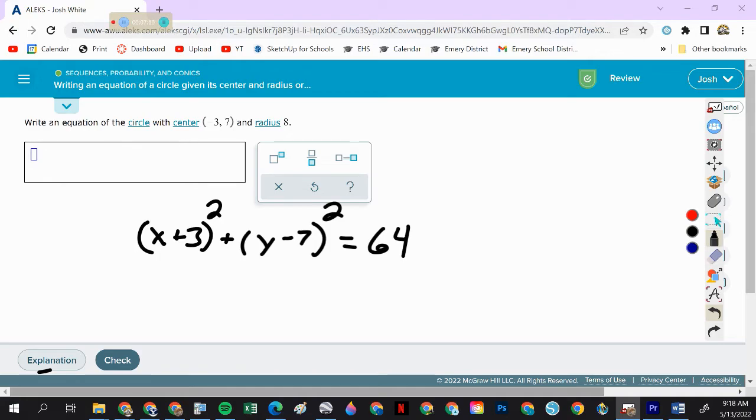Right? Now, sometimes instead of saying radius, it will say diameter. If the diameter is 8, what do I put on the right side? Well, if the diameter is 8, that means that the radius would be... So which one's bigger, diameter or radius? So the diameter is larger. So if the diameter is 8, the radius would be 4. And if the radius is 4, then this would be 16. Okay?